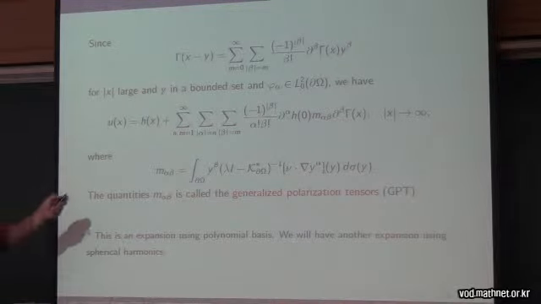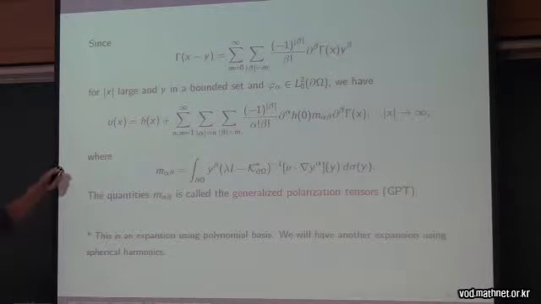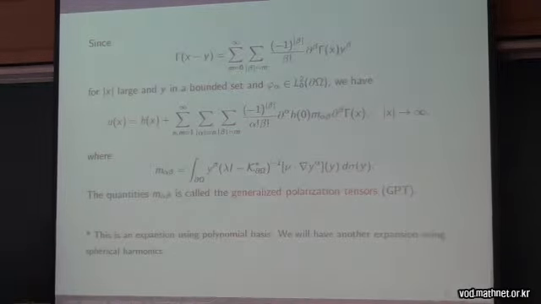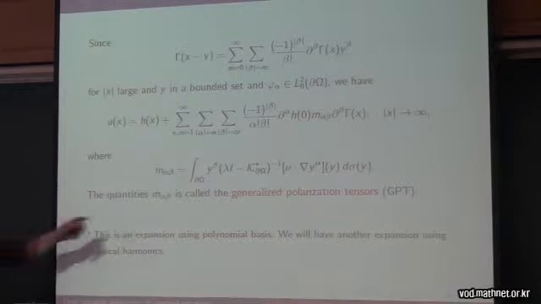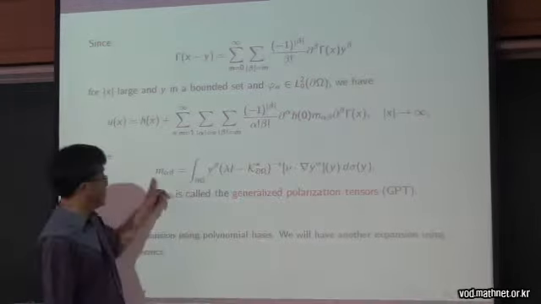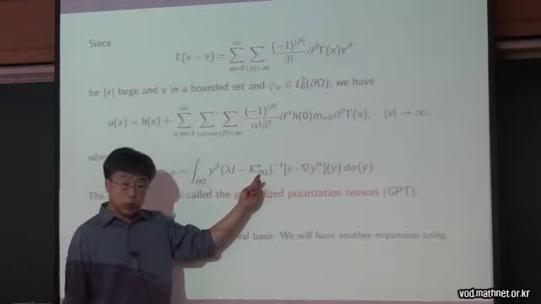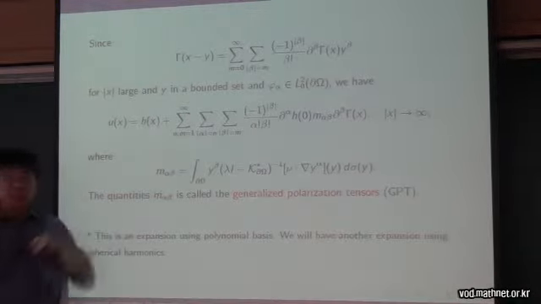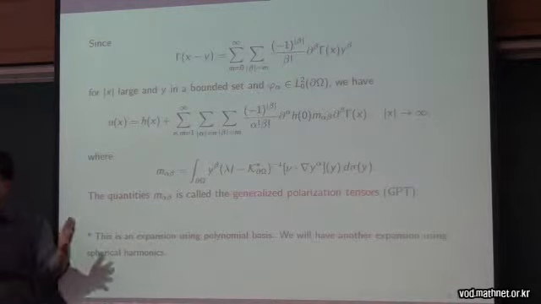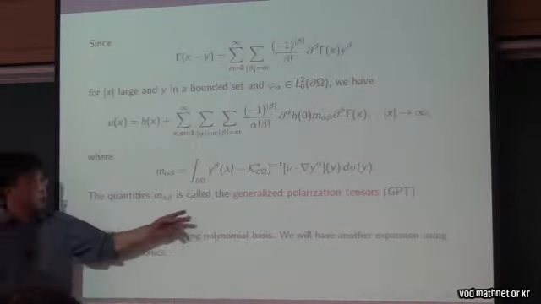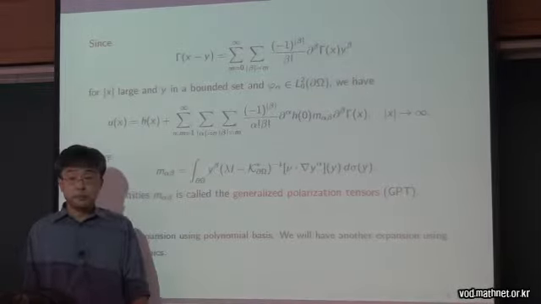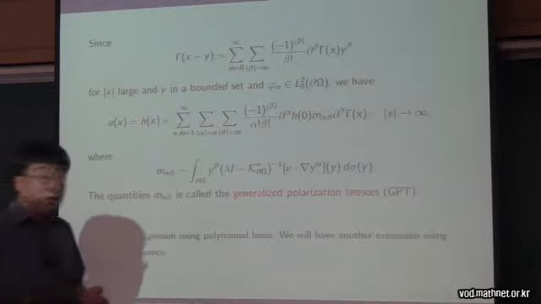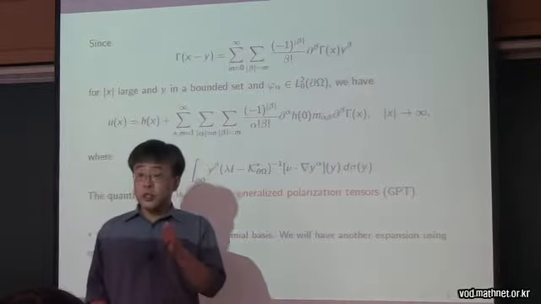Now, expand the gamma again, then the solution U looks like H plus these terms, okay? And this M alpha beta is defined by this. This is the Neumann-Poincaré operator, and you take the inverse of that, and take the integral of this. This is a sequence of numbers, right? This sequence of numbers is called the generalized polarization tensor. Now, I'm claiming that these numbers represent shape.